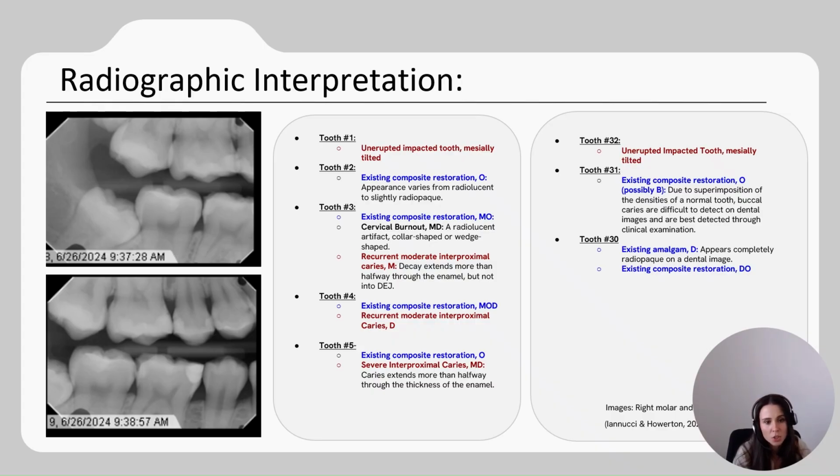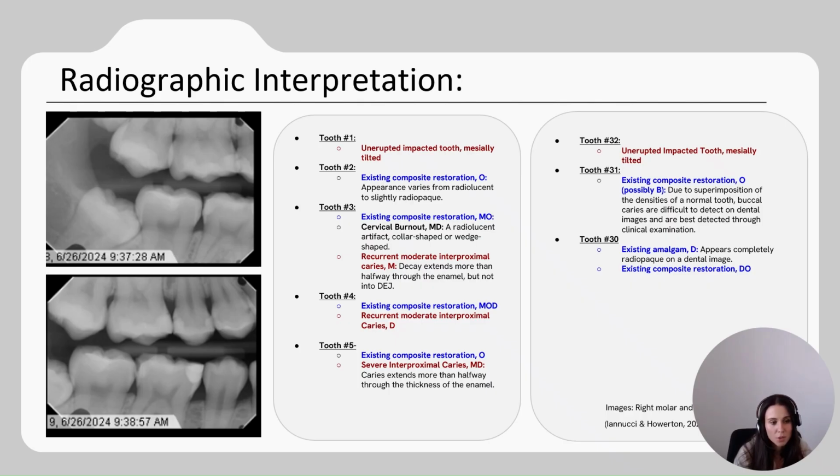For tooth number 4, there is existing composite restoration on the mesial, occlusal, and distal surfaces, and there is recurrent moderate interproximal caries on the distal surface of that tooth as well. For tooth number 5, there is existing composite restoration on the occlusal surface, and there is severe interproximal caries on the mesial and distal surfaces as well. That is going to show caries extending more than halfway through the thickness of the enamel.